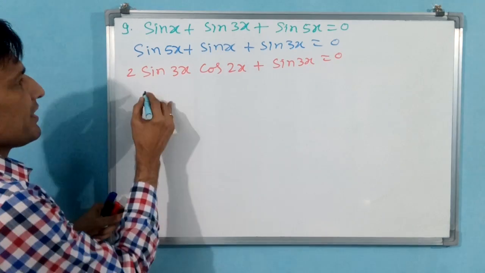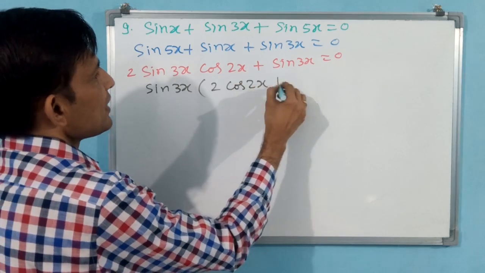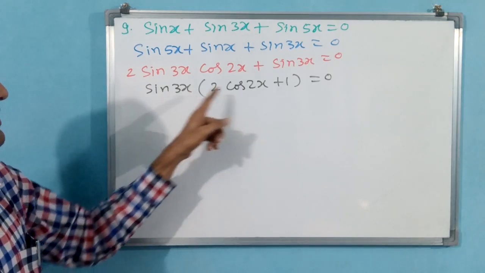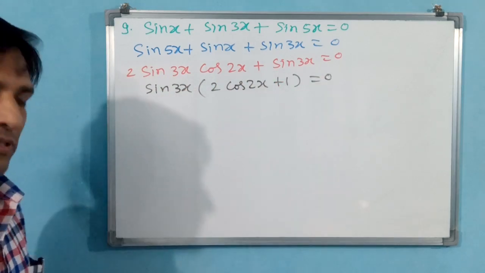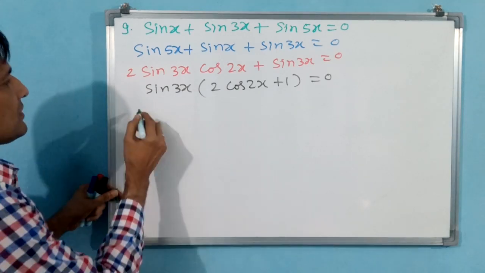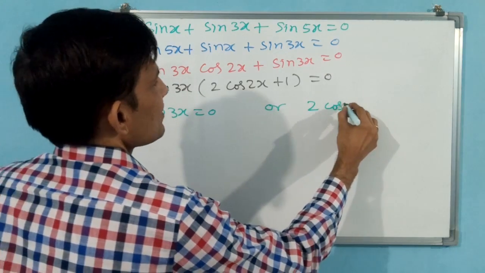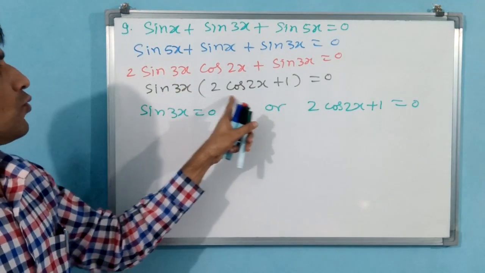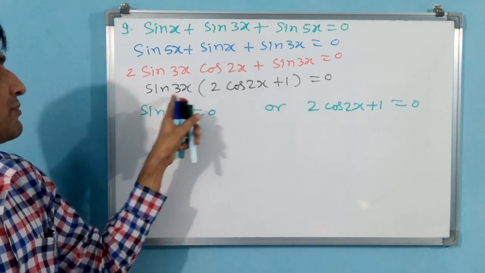Take common. Sin 3x if you take common, 2 cos 2x plus 1 is equal to 0. Is it okay? Why? Because you see 2 sin 3x cos 2x, and sin 3x. Now again you split. How? Sin 3x is equal to 0 or 2 cos 2x plus 1 is equal to 0. Is it correct? Definitely correct. 0 into something is 0. Something into 0 is 0.